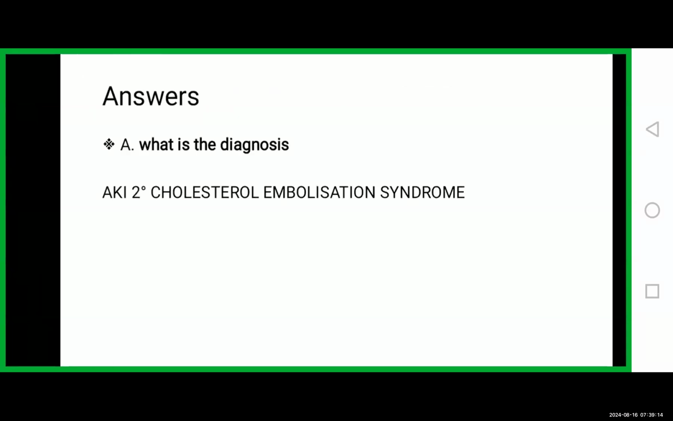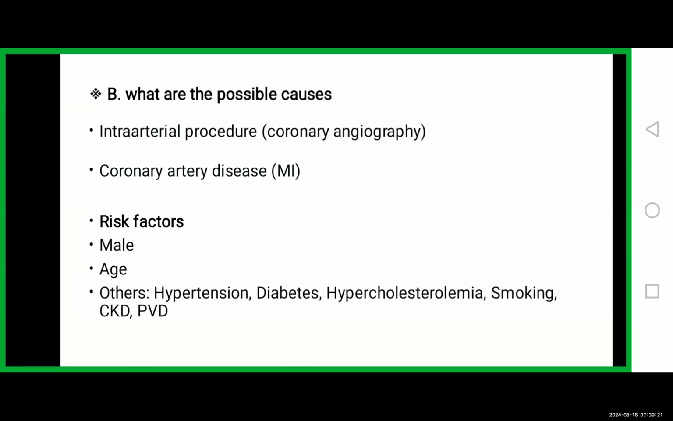What is the diagnosis? The diagnosis here would be acute kidney injury secondary to cholesterol embolization syndrome. What are the possible causes? For this index case, the cause would be the coronary angiography which the patient had, which had possibly dislodged a clot to the renal vessels. Then the second cause in this case would be the background heart disease, most likely the myocardial infarction, which is an atherosclerotic condition, which is also a risk factor for the disease.